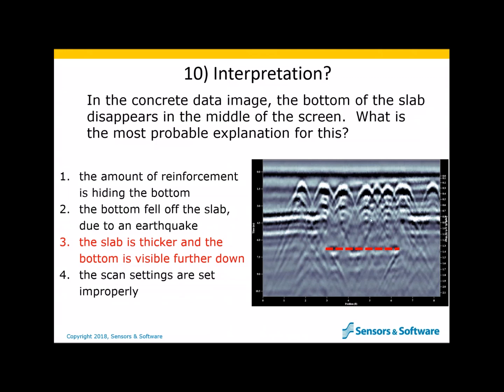It's actually not a topic that we covered. That's what makes this a really tricky question, because so much energy is being scattered away by all these hyperbolic responses from the rebar that you have less energy to go down and reflect off the bottom. And I think that was the reasoning there. And that's a pretty good answer. It takes a lot to notice that if you look in between the rebar, you can actually get a few peaks at the thicker part of the concrete deeper down.